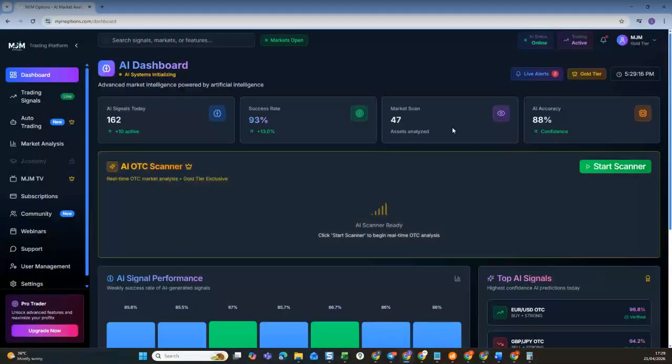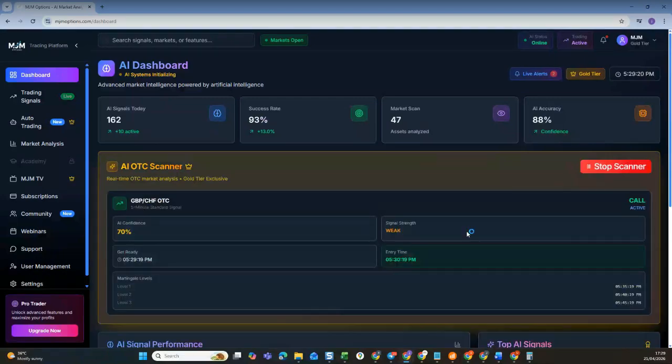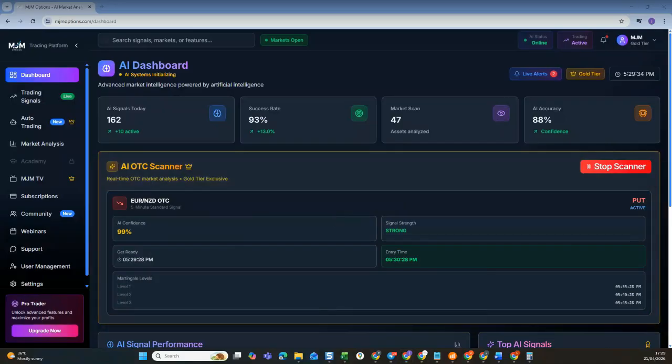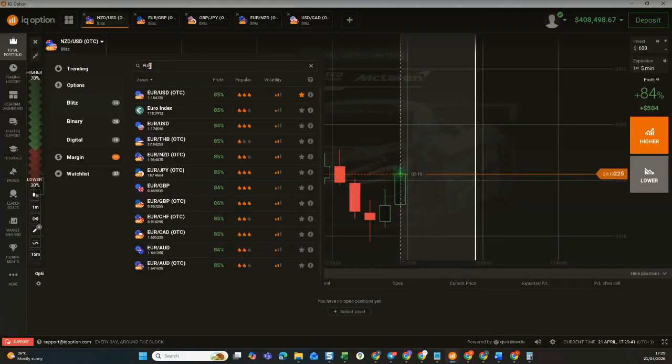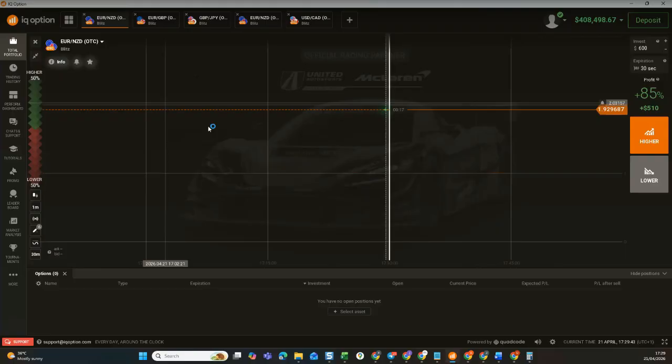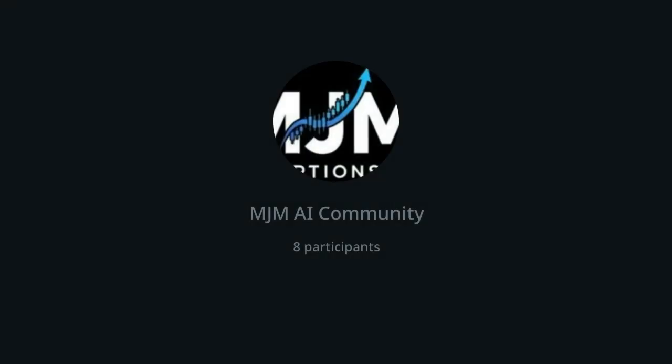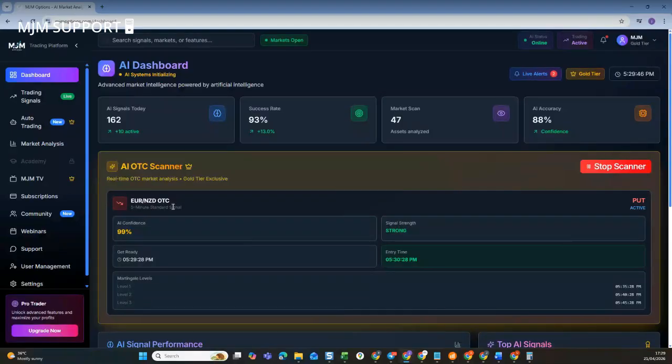So let's go. 70, and it is weak. We know we are not going for 70, we're going for 90. 73, 77, 74, 99, and strong. So what is the pair? Euro NZD. 99 and strong. The pair is Euro NZD, EUR NZD. Make sure you type EUR NZD. You click, then you come back here to 5 minute standard signal.